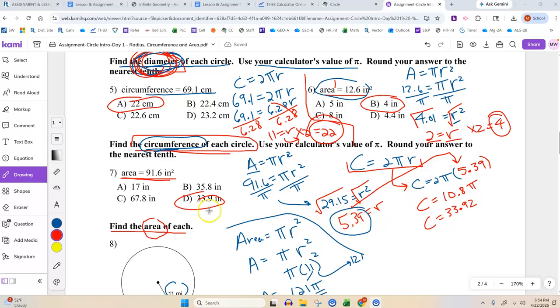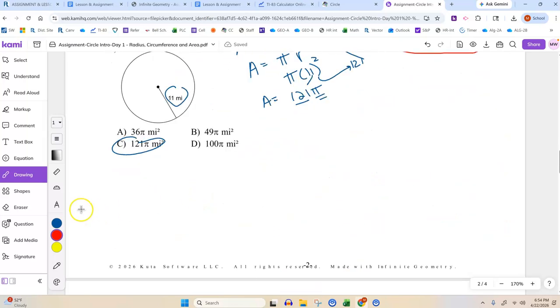Okay, so I'm almost out of video, so I'm going to make it quick. So I take the square root, my radius is 5.39, but I'm looking for the circumference. So I have to go back to this equation, and the 5.39 goes here. And then I calculate times 2 to get 10.8. But they want it in that form, so I have to multiply 10.8 times pi, and I get 33.92. Okay, so that's how you do those. So do the rest of the assignment, and make sure you enter your answers into Canvas.